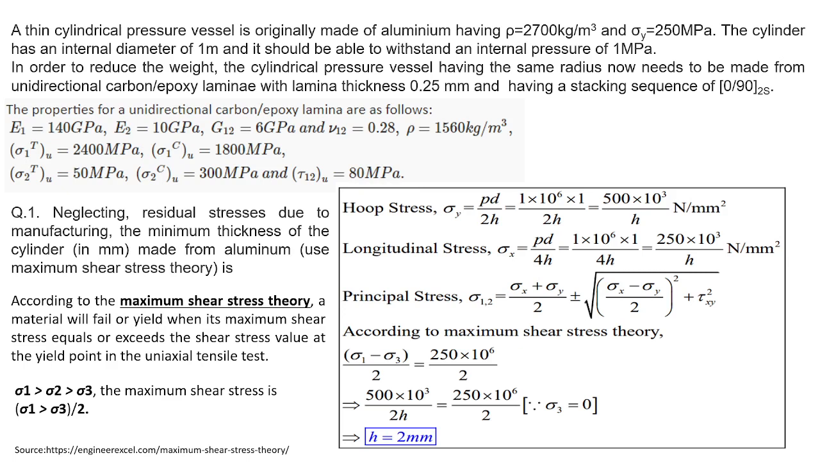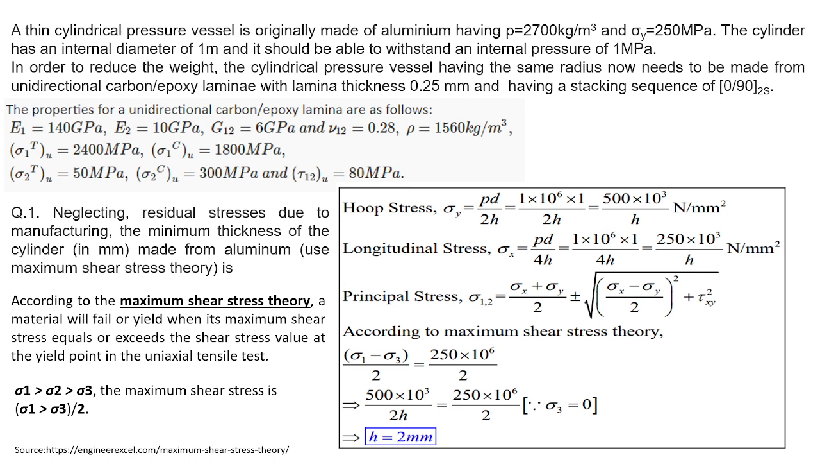to be made from unidirectional carbon epoxy laminae with lamina thickness 0.25 mm and having a stacking sequence of 0/90 symmetric 2 times. Now the properties of the unidirectional carbon epoxy lamina are given, which includes its engineering constants and the ultimate tensile and compressive strengths in longitudinal and transverse directions.